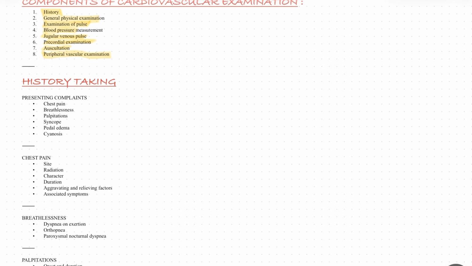Then in history, what you are going to mainly focus on is that the patient usually comes to the OPD with chest pain or some breathlessness, which is one of the differential diagnoses with a respiratory case. Then palpitations, syncope, pedal edema, and cyanosis. These are the actual presenting complaints when a patient comes to the OPD.